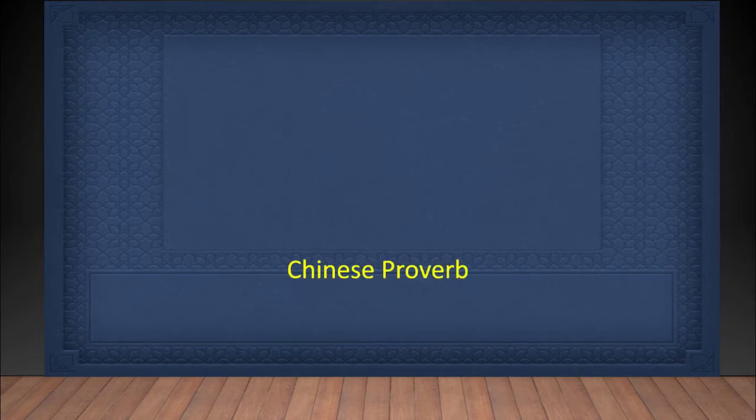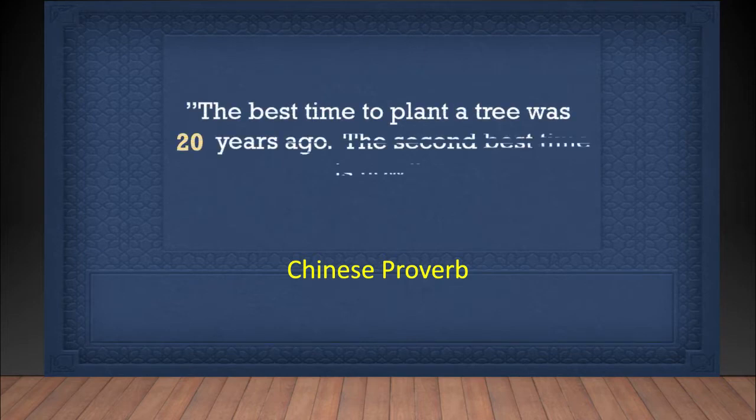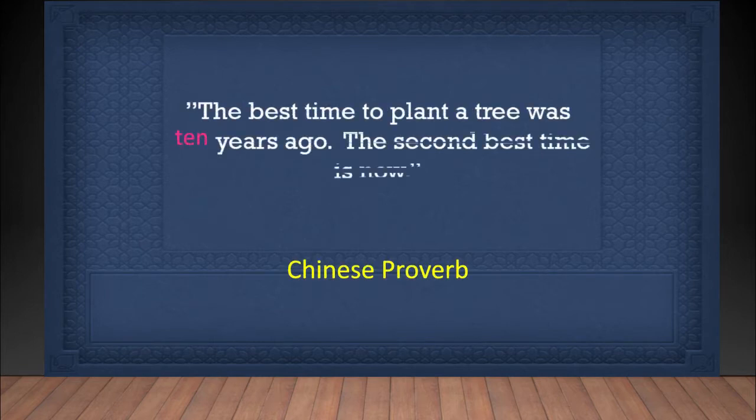Now, there's this Chinese proverb that's related to our topic, sequence. It says, "The best time to plant a tree was 20 years ago. The second best time is now." But now, this Chinese proverb has been updated. So now it says, "The best time to plant a tree was 10 years ago. The second best time is now." Well, considering what's happening to our environment, we should really start caring for it.